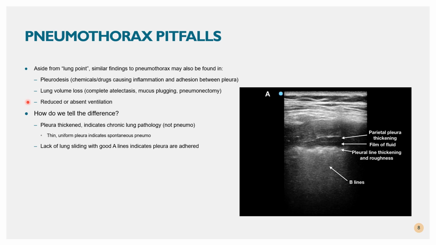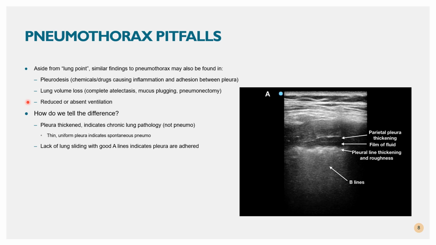And then reduced or absent ventilation. So the patient's lungs really aren't sliding. It doesn't mean that they are not aerated. It just means that that motion is reduced or absent. And so because of that, we could mistakenly think that the parietal pleura is not expanded. And so again, that lung point will help you accurately differentiate the two.